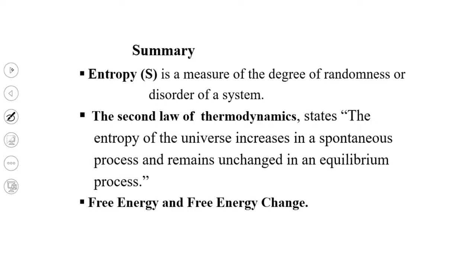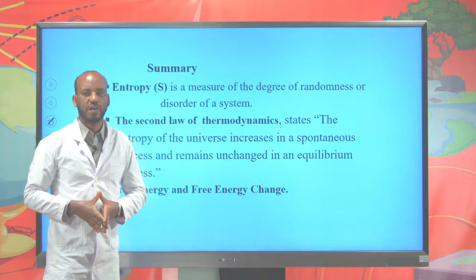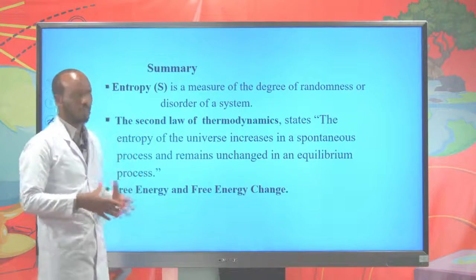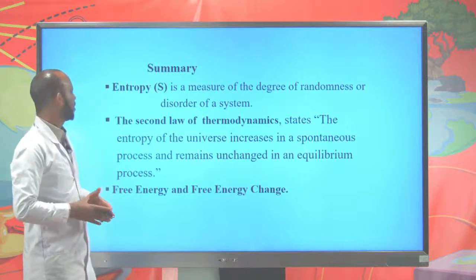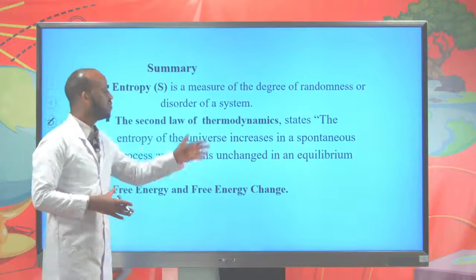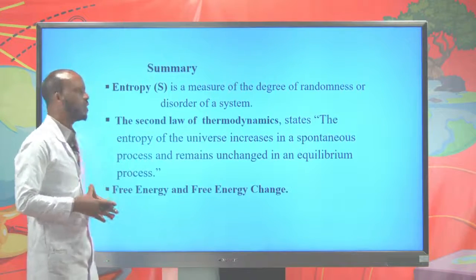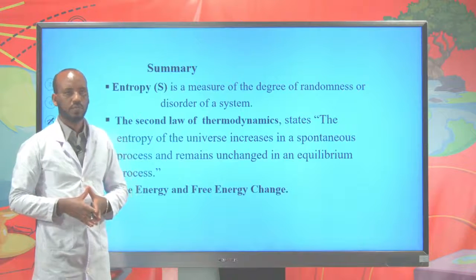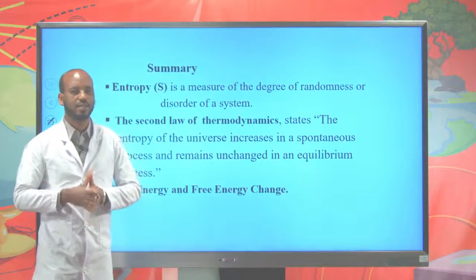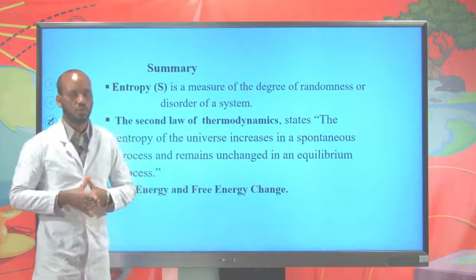Good. Students, in today's lesson, we discussed entropy. Entropy is the measure of the degree of randomness or disorder of a system. The second law of thermodynamics states the entropy of the universe increases in a spontaneous process and remains unchanged in an equilibrium process. If total entropy change is greater than 0, then the process is spontaneous.